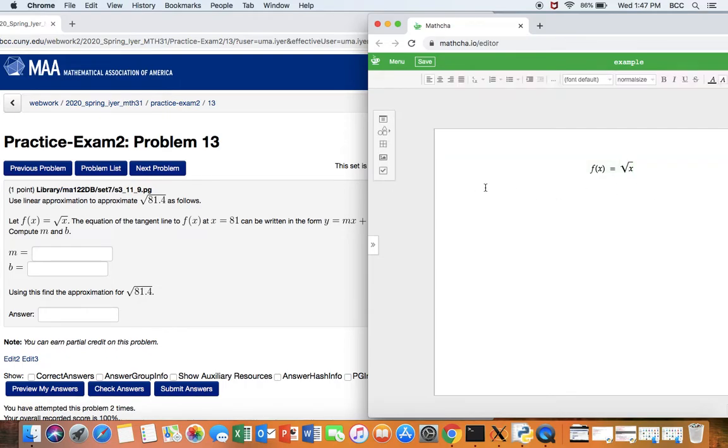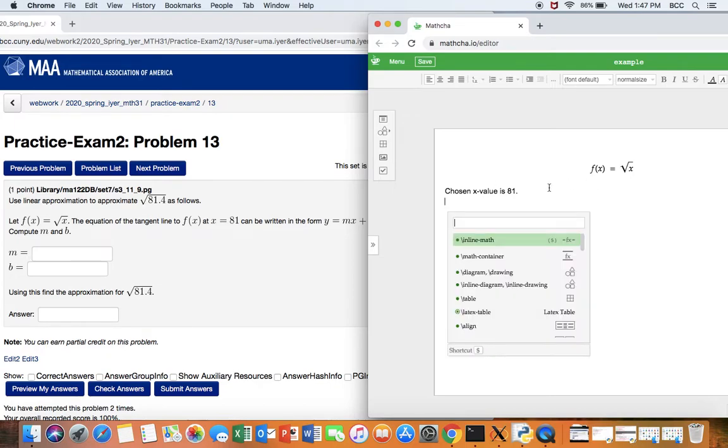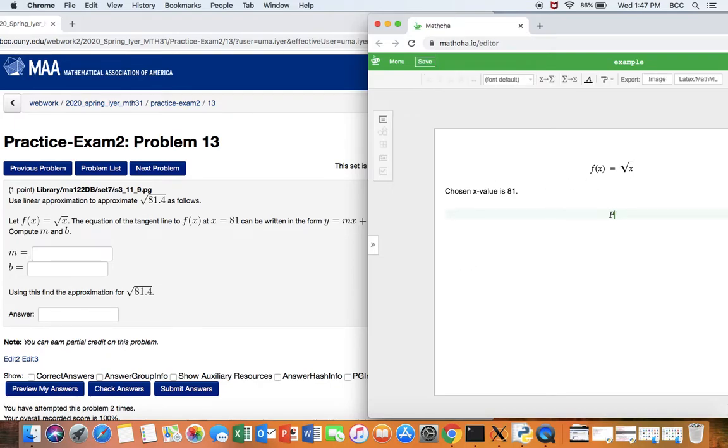Then they are giving us our chosen point. The chosen x value is 81. In other words, the point is 81 for the chosen value, and the y coordinate you plug it in here, right? So that is square root of 81, that's a 9.